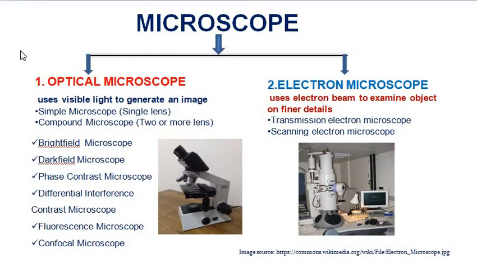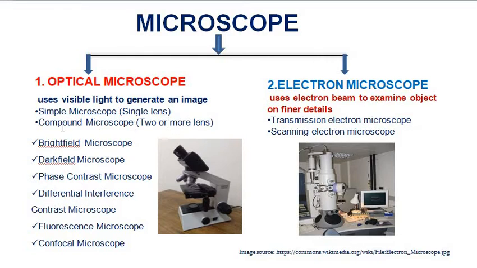However, there are two types of microscope widely used in the study of biological objects. One is the optical microscope, second is the electron microscope. The optical microscope uses visible light to generate a quality image. Optical microscopes are the earliest microscopes, which were invented by biologists, and the optical microscope is of two types: simple microscope and compound microscope. The simple microscope was the earliest microscope with a single lens. It means a simple microscope has a single lens and a compound microscope has two or more lenses.